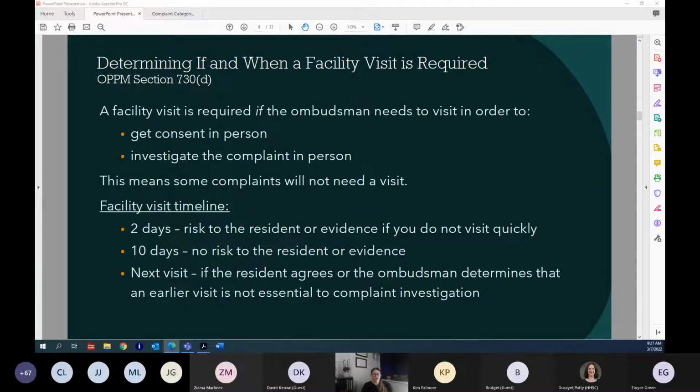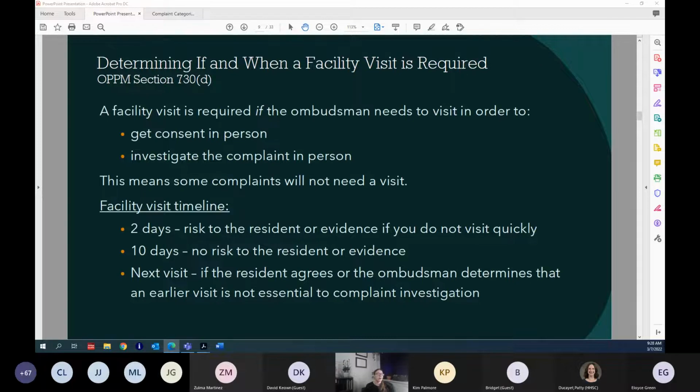Or if a resident calls you and they express that they're concerned about being physically or psychologically harmed. That's our fastest 2-day timeline. And hopefully that makes sense that we want to get out there quickly to address and support the resident and to address the complaint.